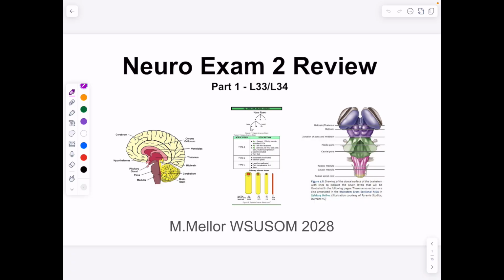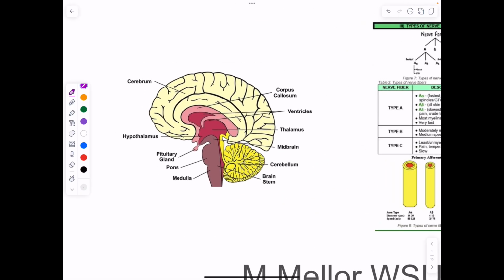Hey guys, this is a review of lecture 33 and 34 for the neuro exam, neuro material. We're going to do our best here. So, just a quick review. We have the different parts of the brainstem: medulla, pons, and then midbrain. And then we'll be talking about the thalamus today, and some about the cerebrum as well. So medulla, pons, midbrain, thalamus.